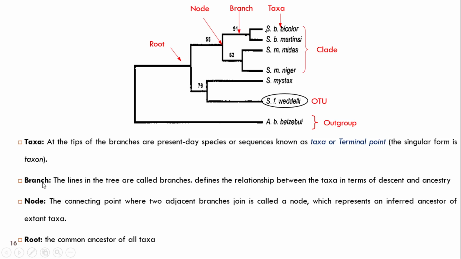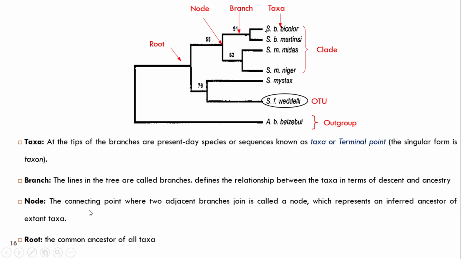Then the branch. The lines in the tree are called branches. You can see this is the branch. And a branch defines the relationship between the taxa in terms of descendant and ancestor. Actually, it tells you which one is the descendant and which one is the ancestor.